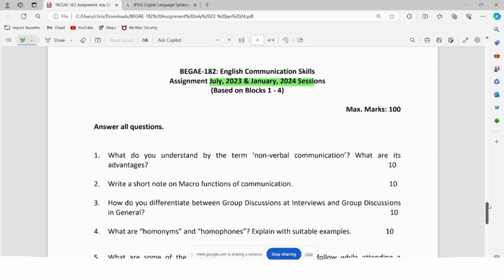Now moving on to the next question. How do you differentiate between group discussions at interviews and group discussions in general? So this is also a straight question from block 2, unit 3. Here you will have to put in a bit of effort to summarize all the points given here in the study material and write as per the demand of the question.